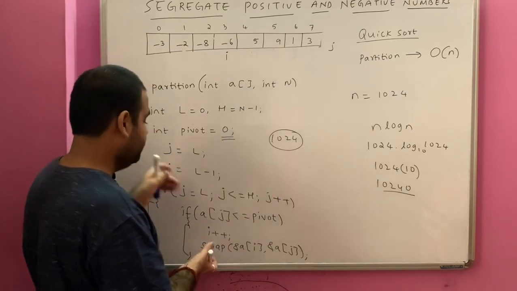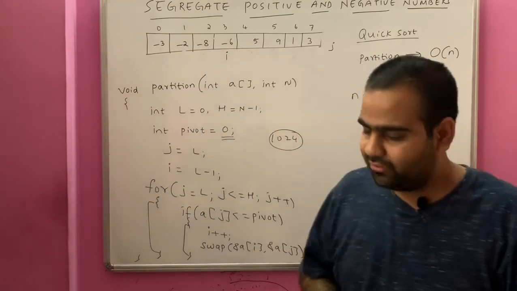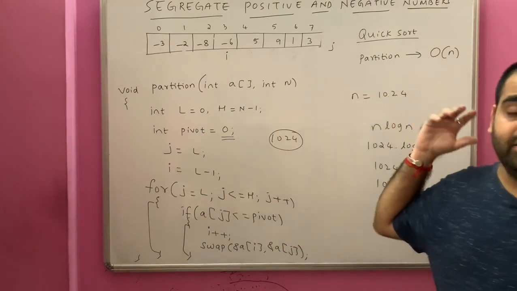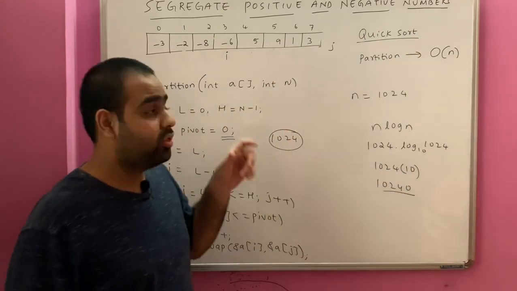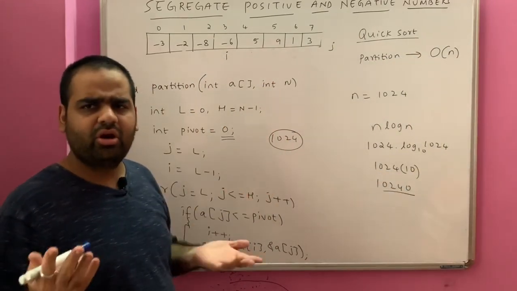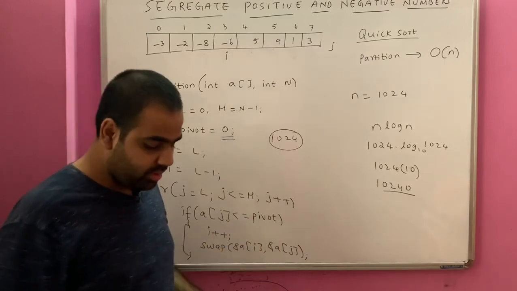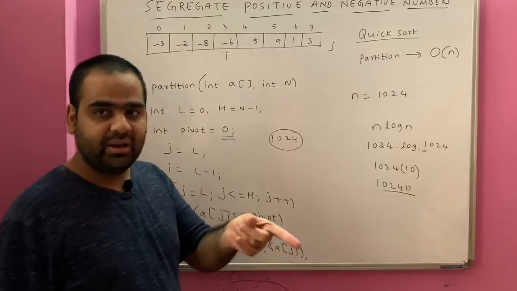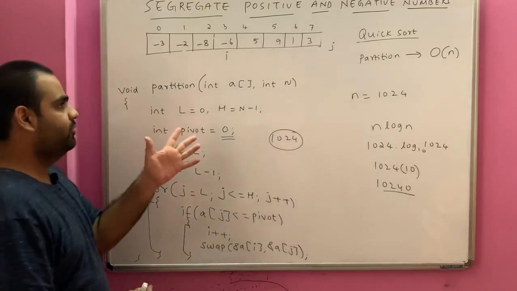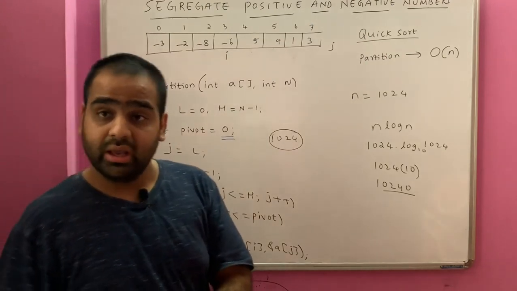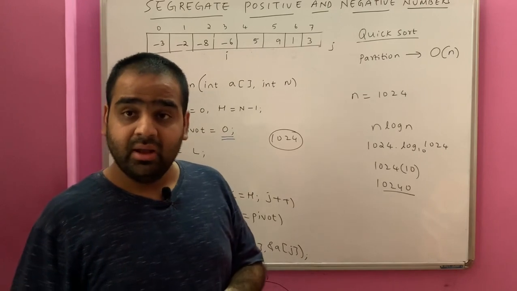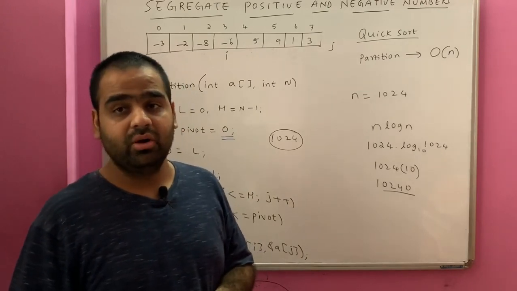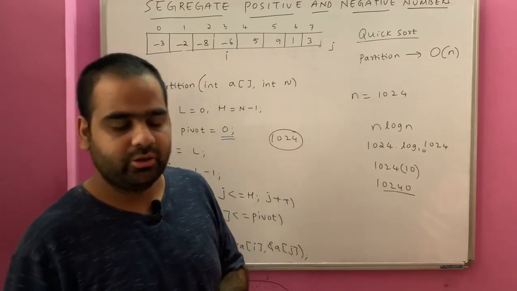This partition program, whatever we have written, is 10 times faster than if you had written the same code using the complete quick sort, which would have sorted the complete array. If it had sorted the complete array, of course the numbers would have been segregated, but rather than that, we use the partition, which takes just big O n time. Now let's see the variation of this algorithm, and then we will see how to solve it. Thank you.